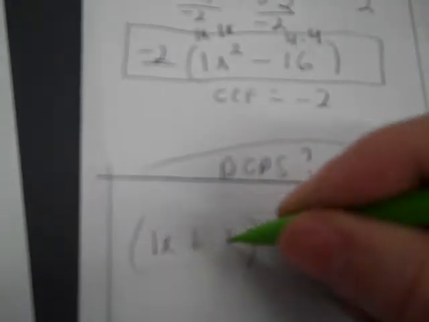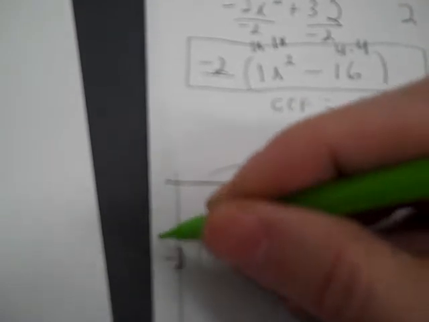Now 16, that's 4 by 4. 1, that's 1 by 1, and then the x to the second means it's x by x. So that's 1x, 1x, and 4. Now carry that negative 2 down. So negative 2 times 1x plus 4 times 1x minus 4. If it's a 1, you can also just put it as x.